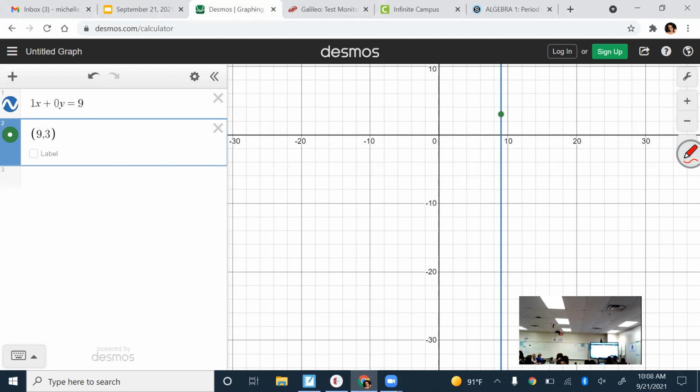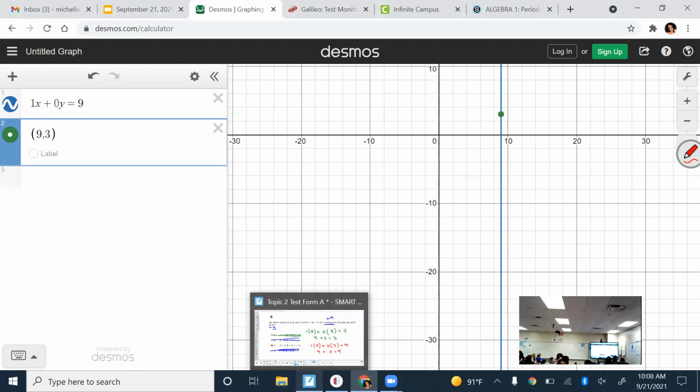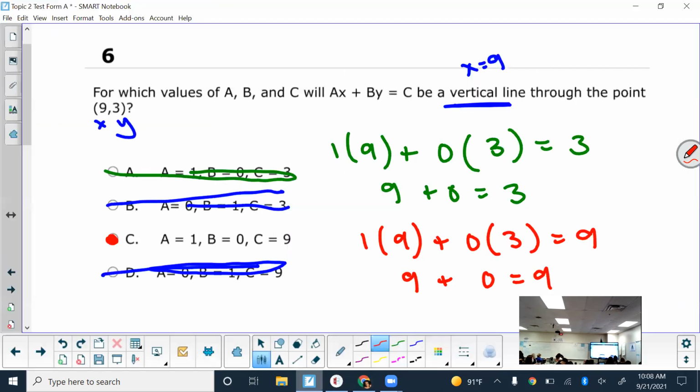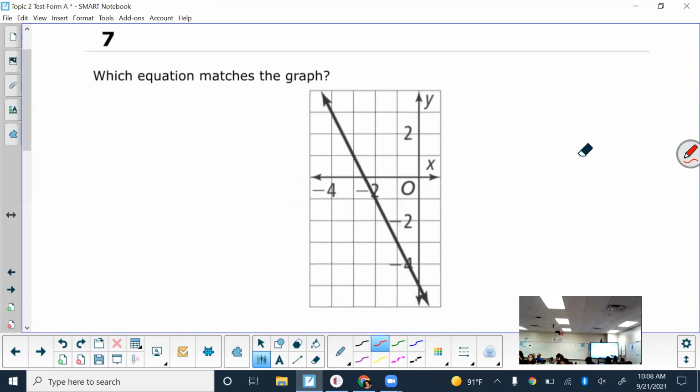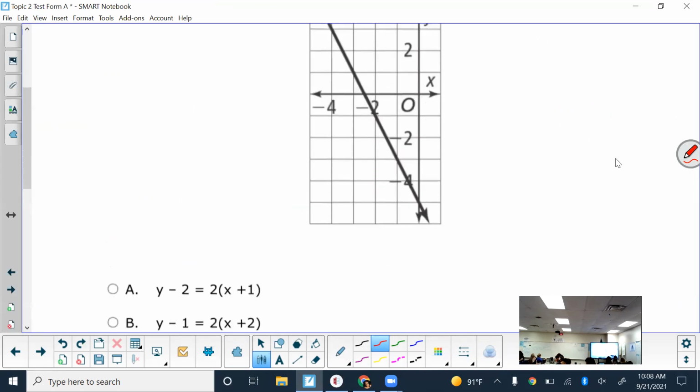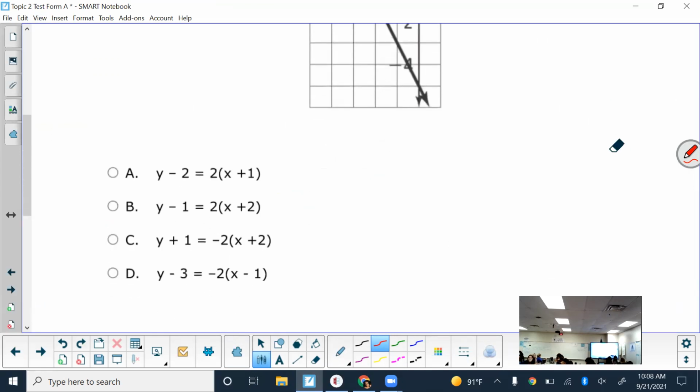All right, questions? All right, any other ones from the test? Number 7. All right, so which equation matches the graph? And then your answers are in what form?